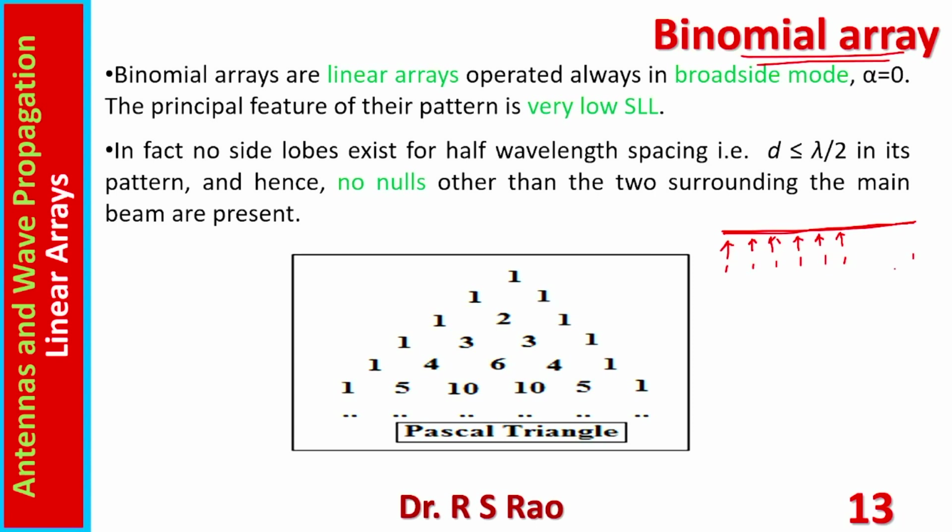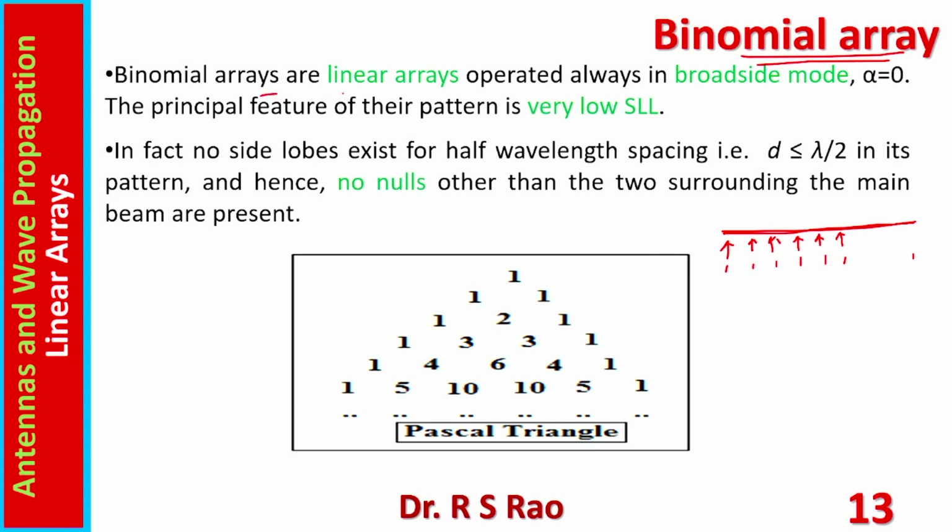Then what is a binomial array? If the currents into the elements of the array are proportional to binomial quotients, then that array is called a binomial array. People go for binomial arrays to eliminate side lobes. The advantage of a binomial array is that side lobes are absent. With this information, let us move further to understand binomial arrays a little more deeply.